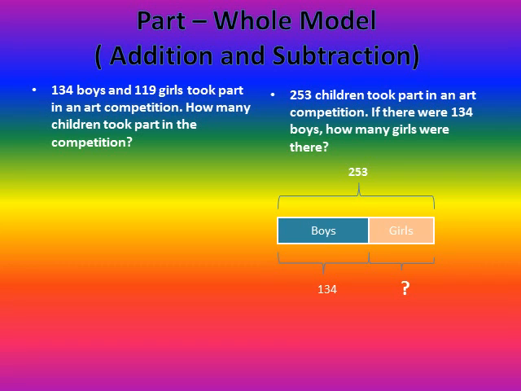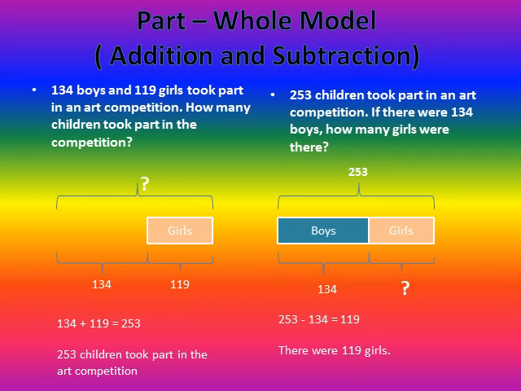The important part about this exercise is that you know how to draw this particular model. After you draw this model, that's when you do the operation. To get the number of girls, we need to subtract the total number of children minus the number of boys. So this is the operation here. There are 119 girls.